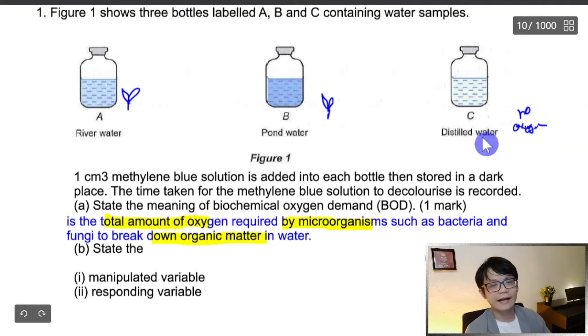Sorry, I confused already. I thought distilled water is boiled water. Distilled water is not boiled water. Distilled water is clean water. So this one also has a lot of oxygen.